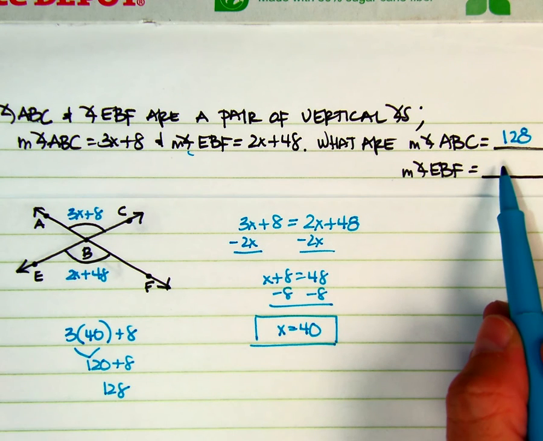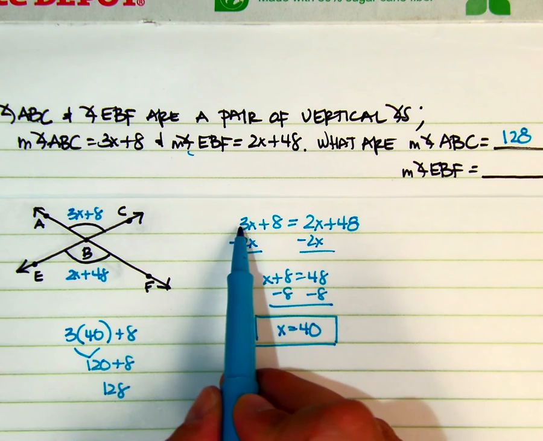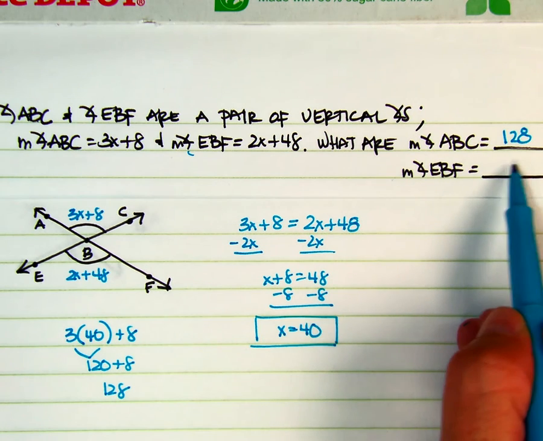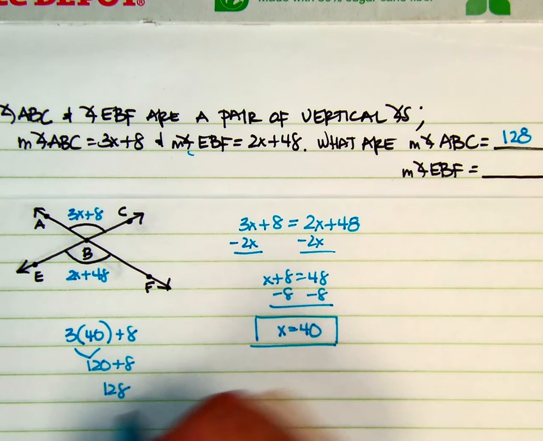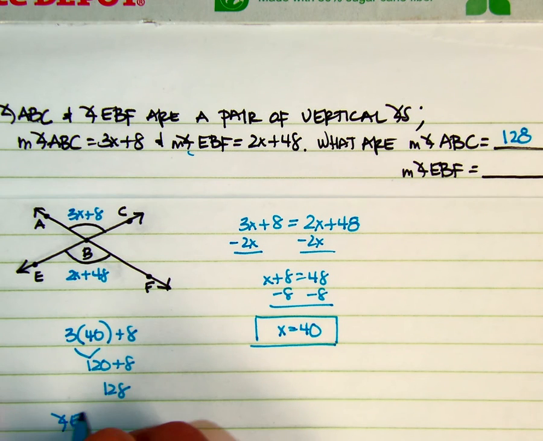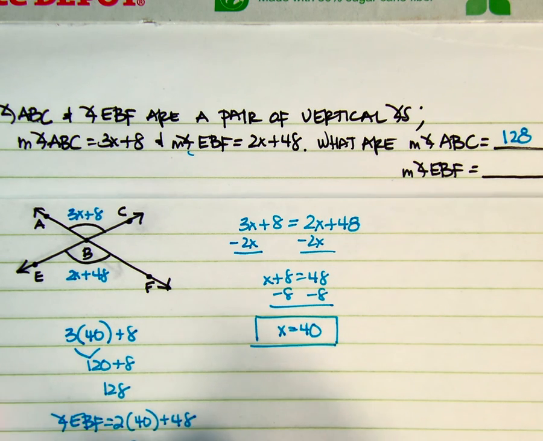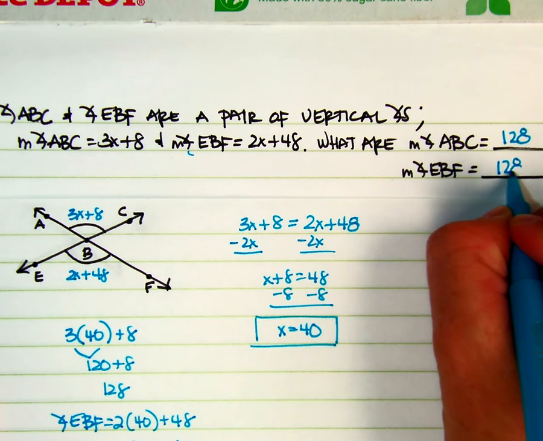What should this be? If you are telling me that these are equal here, then they also have to be equal up here. So by plugging in 40, that's a great check to see if you've done it correctly. So for angle EBF, we have 2 times 40 plus 48 gives me 80 plus 48 gives me 128. So that does check.